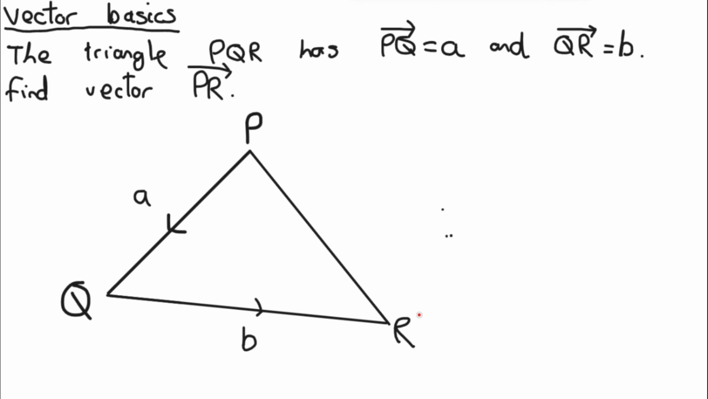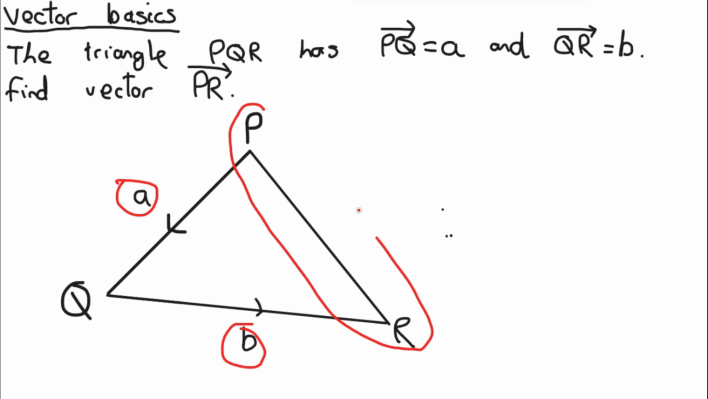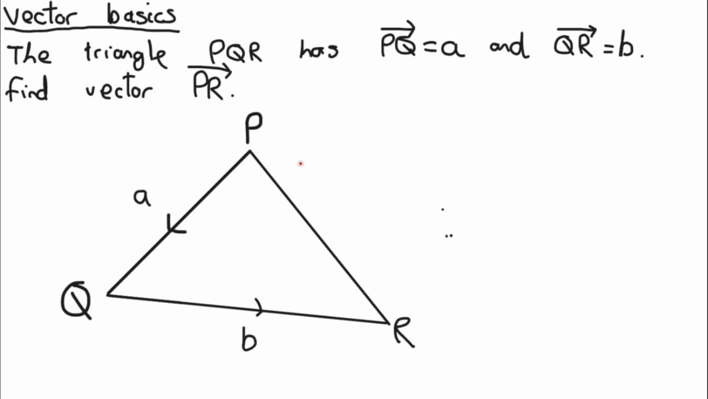So one of the most fundamental concepts of vectors is to find vectors of unknown lines given the vectors of some other lines. So here's an example of this, where we have the triangle PQR, and we know that PQ is equal to A, and we know that QR is equal to B, and we need to find the vector PR here. Now, the way that we do this is that we go from P to R, like the vector is PR, but we go through other lines in order to do this.